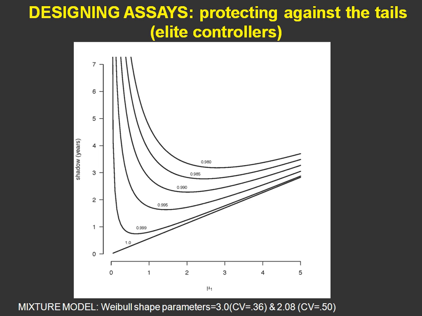And so, for example, just focusing on this curve, 99.5%, only 0.5% of people are elite controllers. It turns out that there's a minimum, a way to choose it so you get a minimum shadow. And here it's about a 1.5-year mean window period that produces a minimum shadow. And what that means is it gives you an estimate that's more relevant or more current than choosing another cutoff or window period.